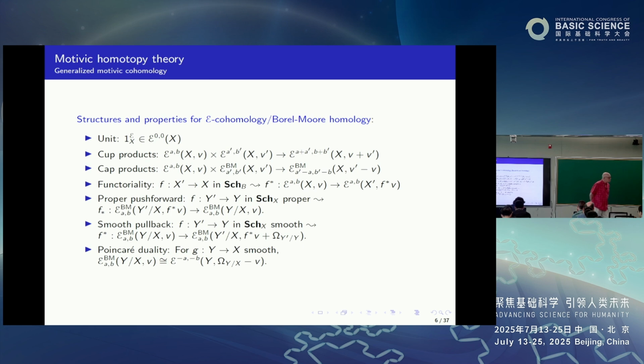You also have a smooth pullback, and there you see you have this twist. You don't get a pullback in Borel-Moore homology the way you do in cohomology. You have to twist the twisting virtual vector bundle by the relative differentials. And in some sense, that's an effect of Poincare duality. The Poincare duality identifies Borel-Moore homology with cohomology, but with the opposite twist by the virtual bundle. And again, you have to add a twist by the relative differentials.